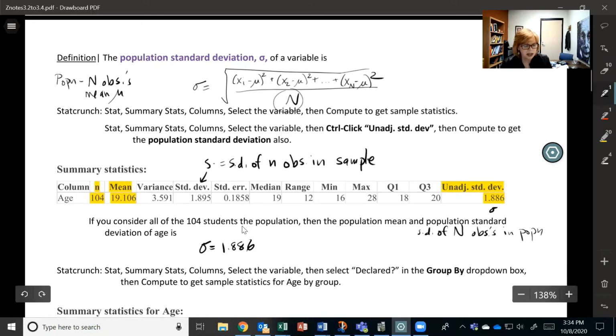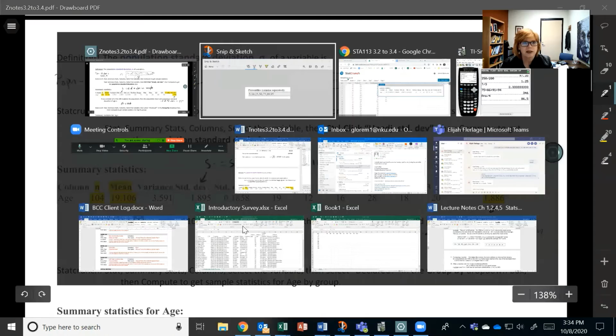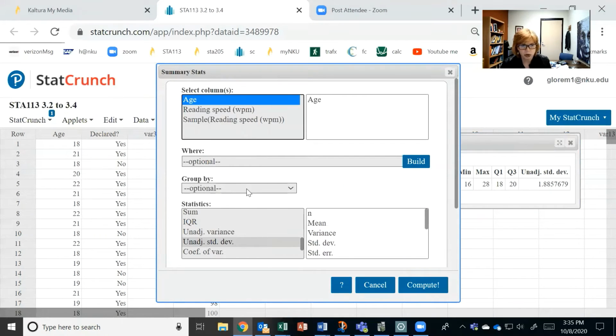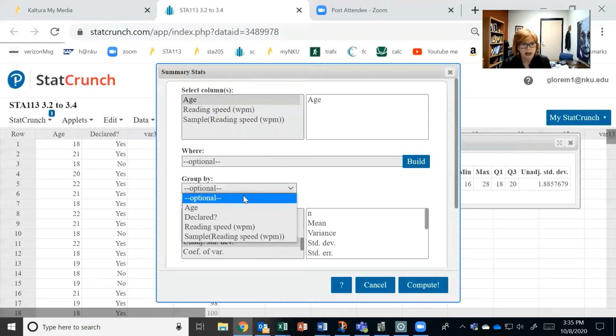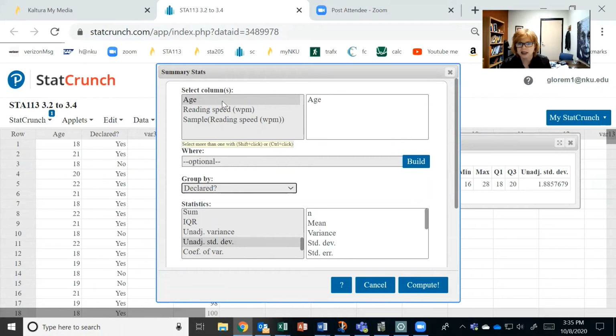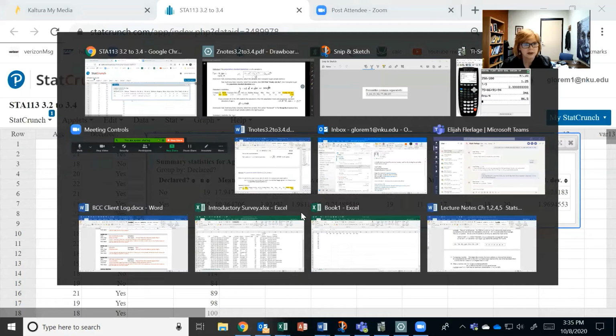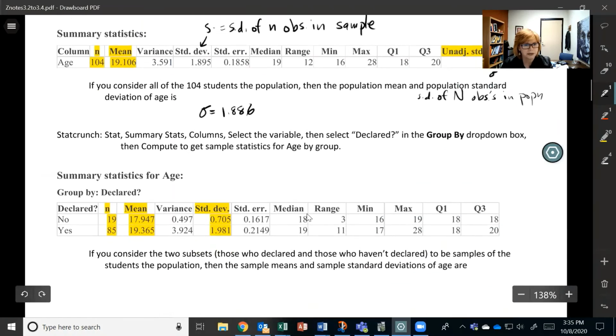All right, so we can group these. So when I do my statistics here, I've got declared as a separate variable, so I can group by that variable. So I can do this where this group by is. I do group by declared. So I'm going to take statistics of age, but it's going to break it up into two groups. So now you can see, here's my standard deviation for those who didn't declare versus those who did. And that's what's down here.